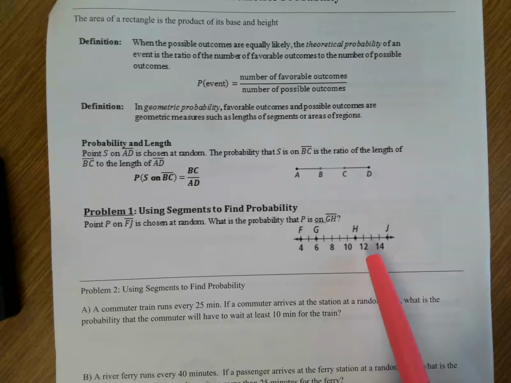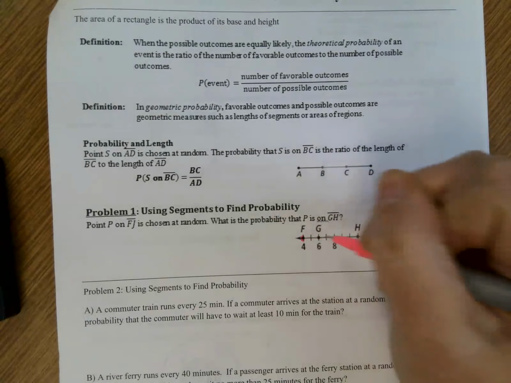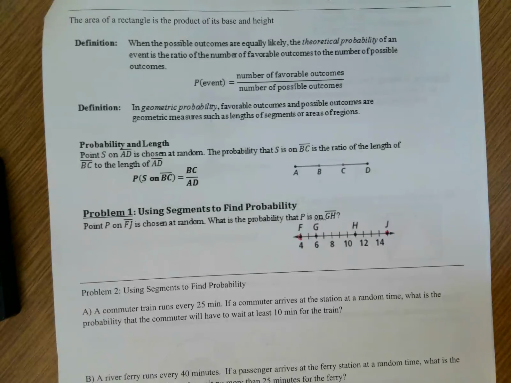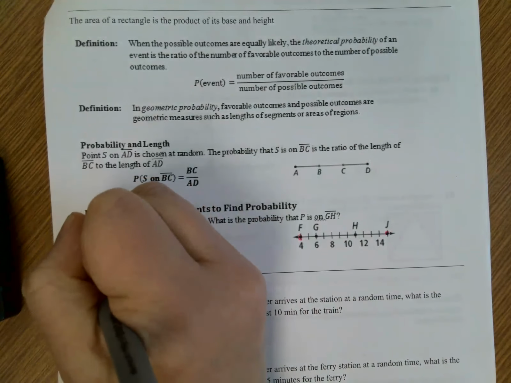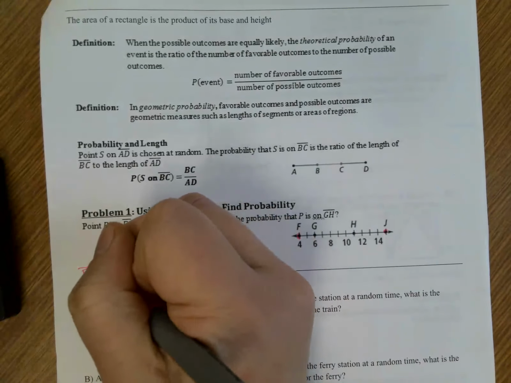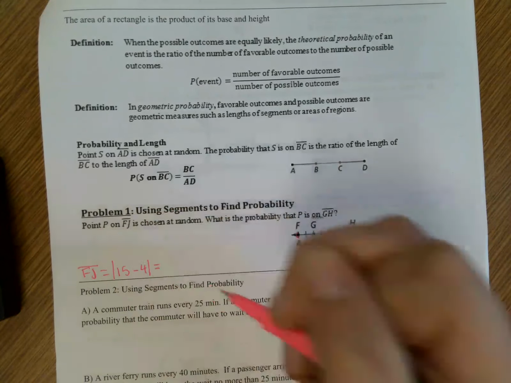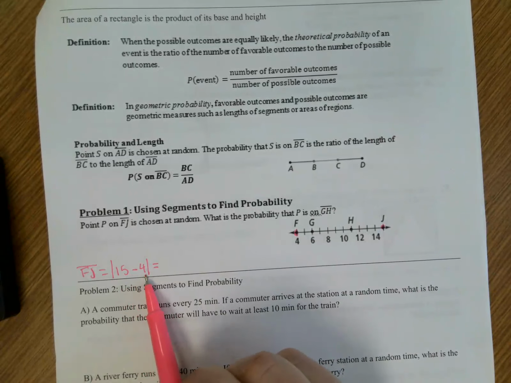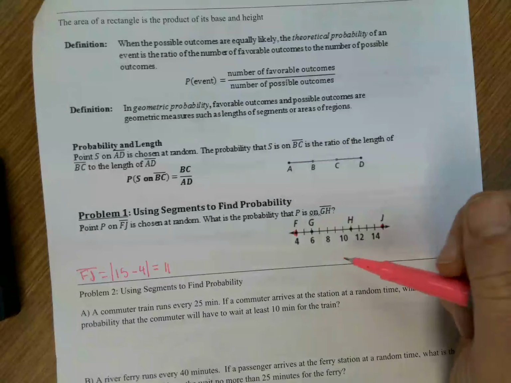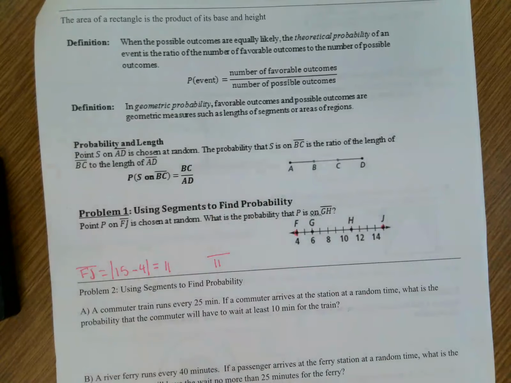So if I look at this problem right here, it says point P is chosen at random on FJ. The same from F to J, a point is chosen. Now this is where you have to figure out the total of FJ. Remember, it's going to be your larger number, in this case 15, minus your smaller number, and it's the absolute value of that. When you're finding distance, it's always large minus small, the absolute value, because distance is never going to be negative. You could also count all these if you really want to. So the bottom of the fraction, we have 11, because that's our total distance.